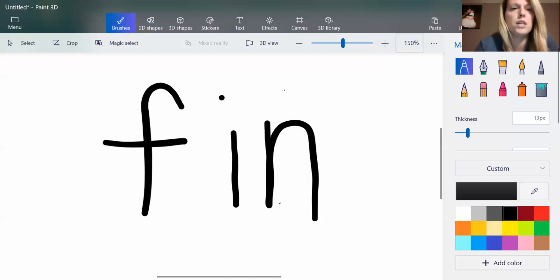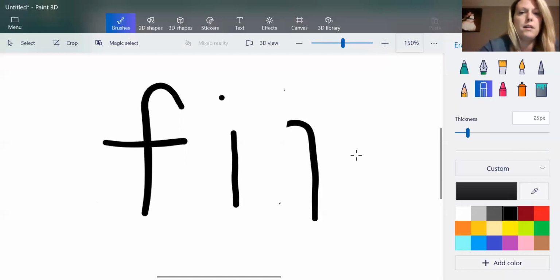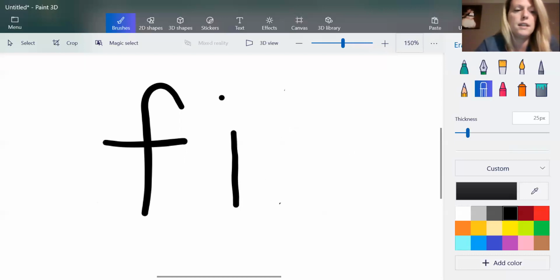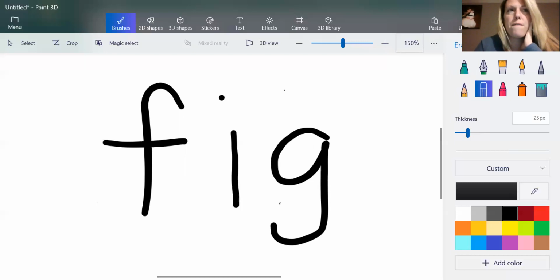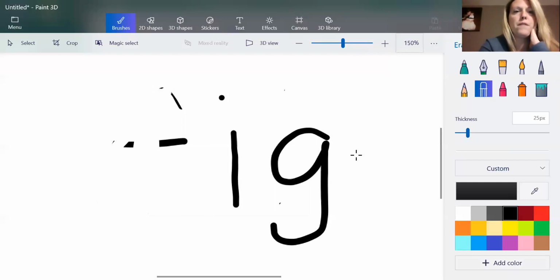All right, I'm going to change the word now. I'm going to change my n, okay, which is my final sound, to g, g, g. To g, g, so fi g, fig, fig. Okay.